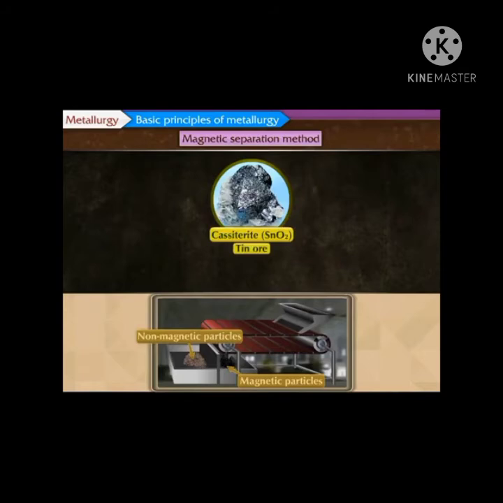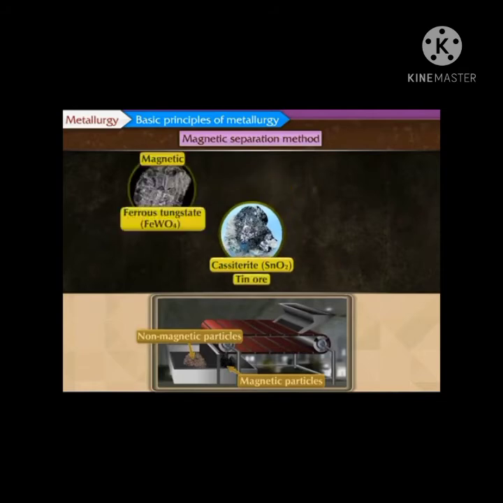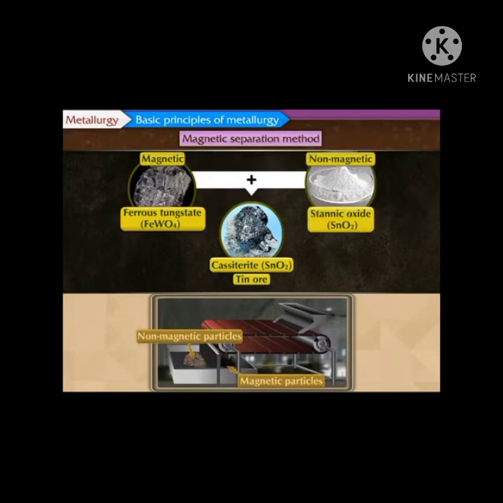Cassiterite is the tin ore. It contains the magnetic ingredient ferrous tungstate, that is FeWO4, and the non-magnetic ingredient stannic oxide, that is SnO2. This ore can be separated by the electromagnetic method.